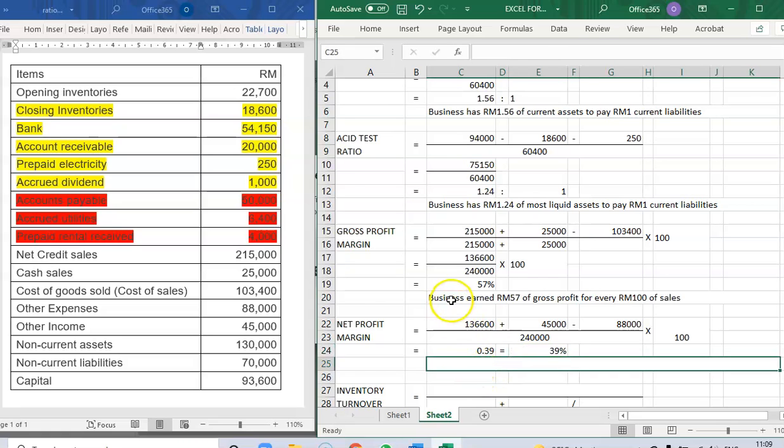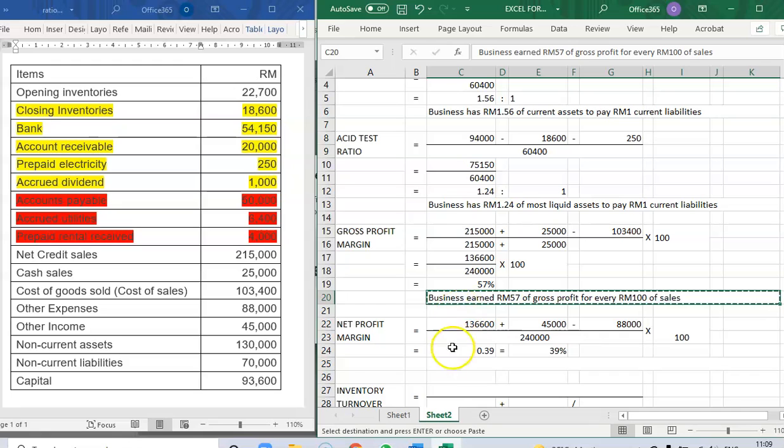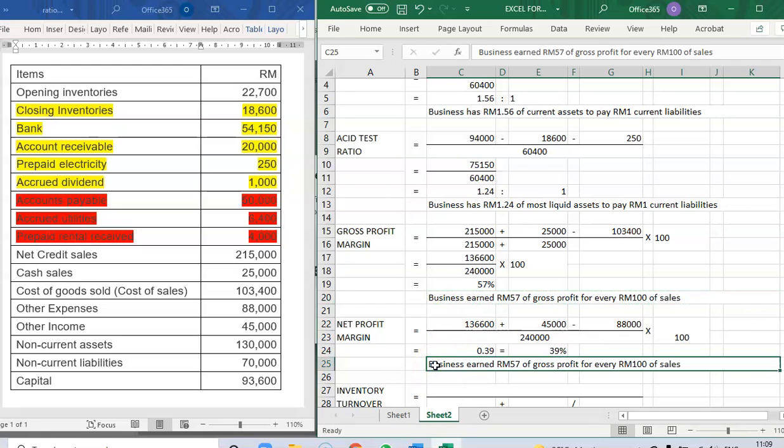Then the explanation for net profit margin is again the same as the gross profit, very similar, just change the word gross profit to net profit, and the amount of the result that we have calculated is 39.